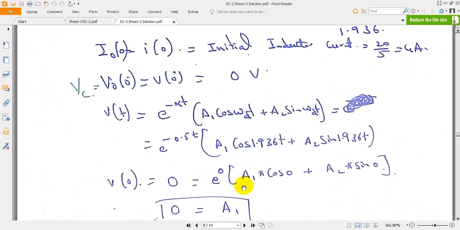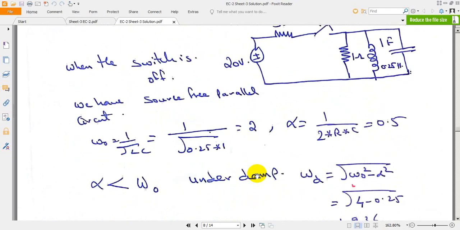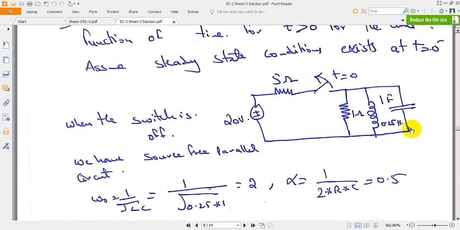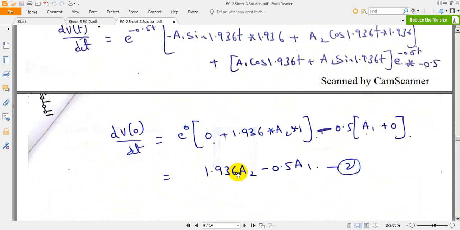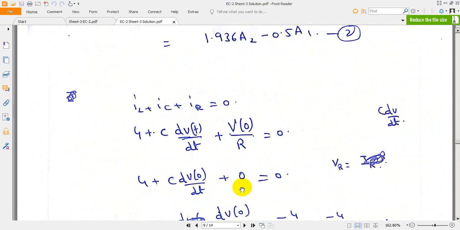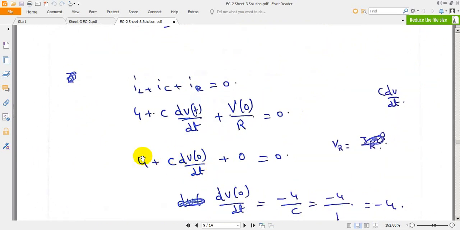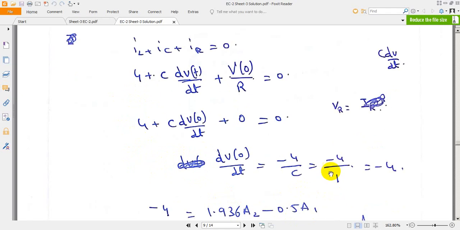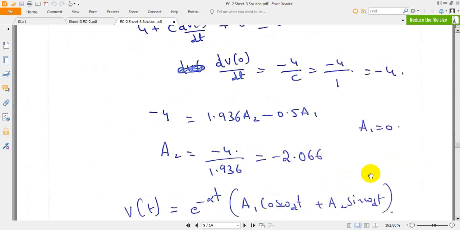Voltage across the resistance should be equal to voltage across the capacitance, which is 0. Hence V of 0 by R, we can write as 0. C dV naught by dt we don't know. C value is 1 and current through the inductor IL of 0 plus is 4. So C dV naught by dt, with C value 1, dV naught by dt is equal to minus 4 by C from this expression. Substituting C equal to 1, you will get minus 4. So dV naught by dt is equal to minus 4.